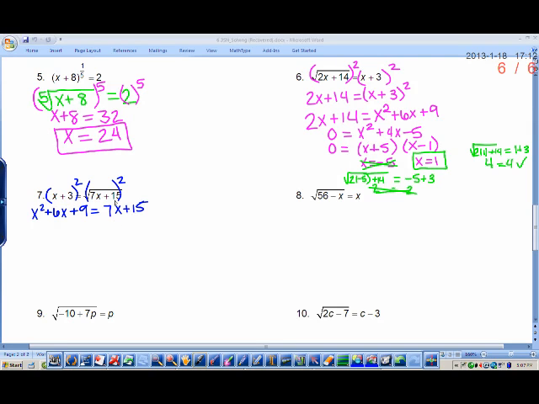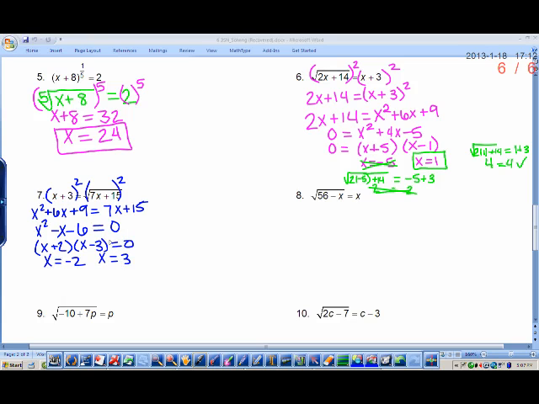Again, we have a quadratic, so get everything over to the side where x squared is positive and set it equal to 0. So I get x squared plus 6x. If I subtract 7x, I'm going to get x squared minus x. And then subtract 15, I'm going to get minus 6 equals 0. This factors as x plus 2 times x minus 3 is equal to 0, which gives us solutions x equals -2 and x equals 3.